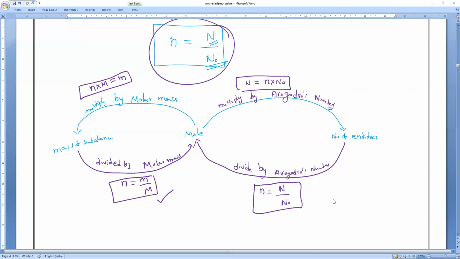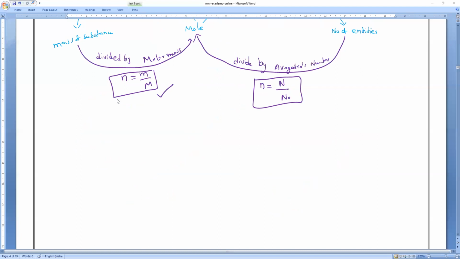Given particles. Shall we start now? What is the given number of particles? Check the third subdivision. It is 3.011 into 10 power 23 of what? Number of N atoms. N means what? Nitrogen molecule or nitrogen atom? Nitrogen atom. Now, what is the question? Mass from number.